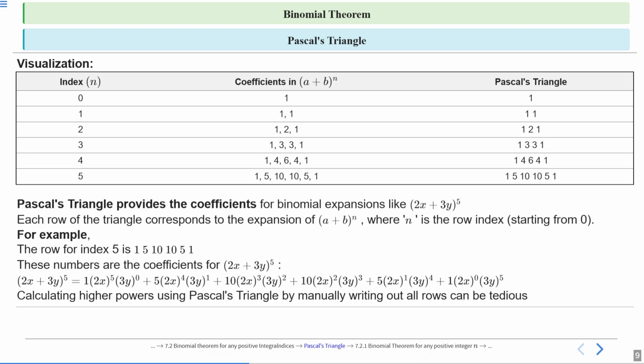Now, calculating higher powers using Pascal's triangle can be tedious if done manually. This is the problem with using Pascal's triangle. For higher powers, we cannot find the binomial coefficients easily. So this is good for lower powers, but if you have a higher power, more than 5, then it's tedious.